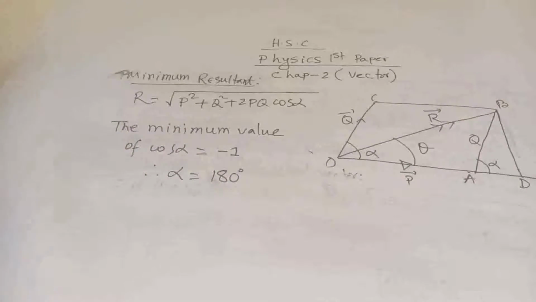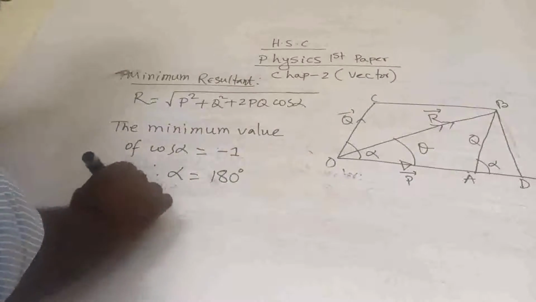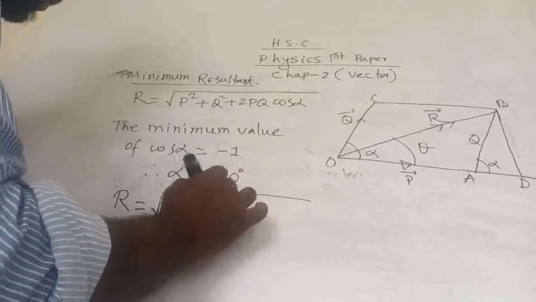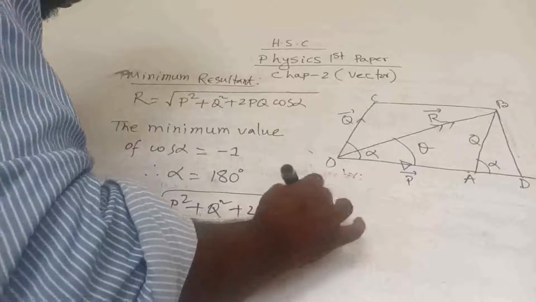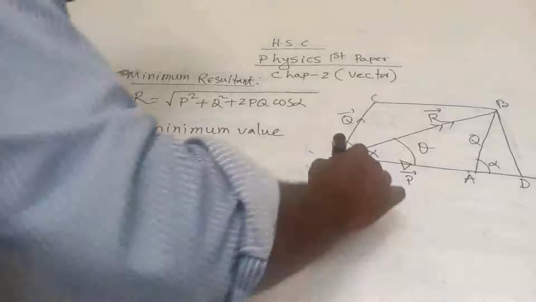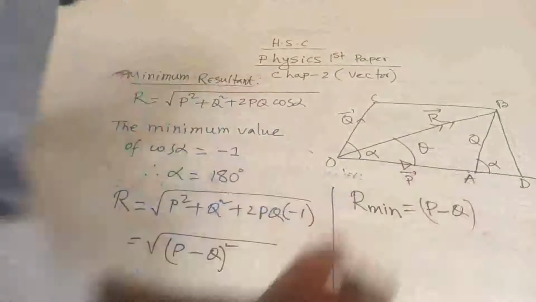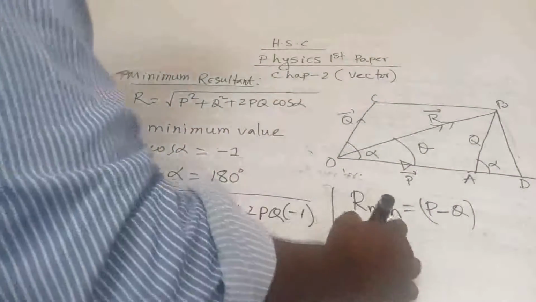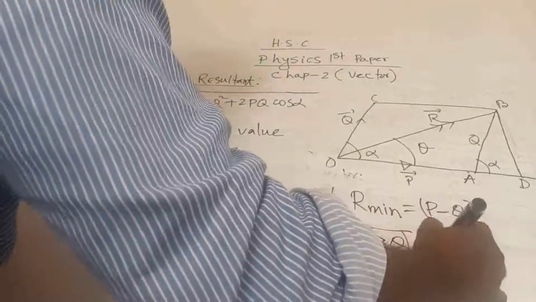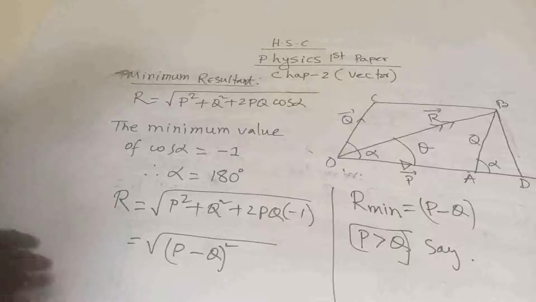If you put cos alpha equal to -1, the formula will be the square root of P square plus Q square plus 2PQ into -1. So the resultant will be the square root of P minus Q whole square. In that case, I will get R minimum equal to P minus Q. That means we consider here P is greater than Q. Let us say P is greater than Q. We don't know, it can be written Q minus P, so I will subtract the smaller one from the greater one.